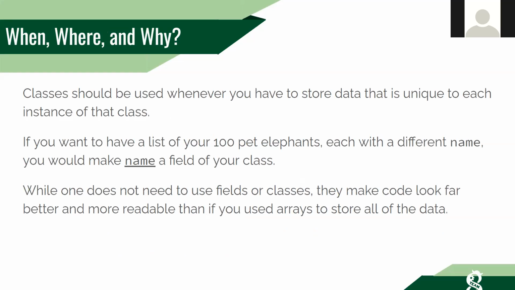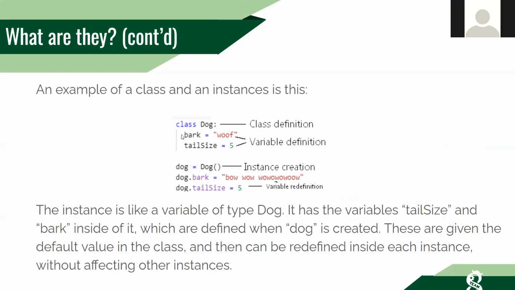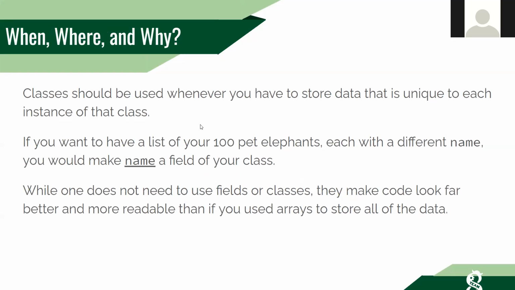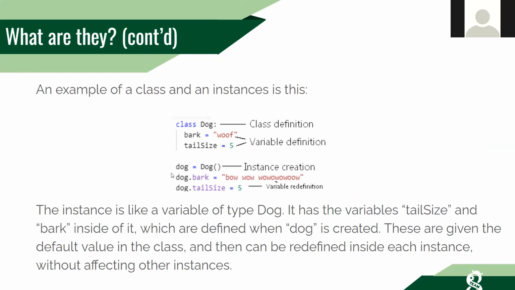So if you want to use classes, you use them to store data that is unique to each instance of that class. So if you have 100 elephants, and you need to store them all with a different name, you would create an elephant class with a name. Instead of bark and tail size, it would just be name, and it would be called elephant. Then you could create multiple instances of elephants and change the name of each elephant. You could even do this in a for loop if you wanted to. If the names are all just 1 through 100, you could do this in a for loop to index them off.